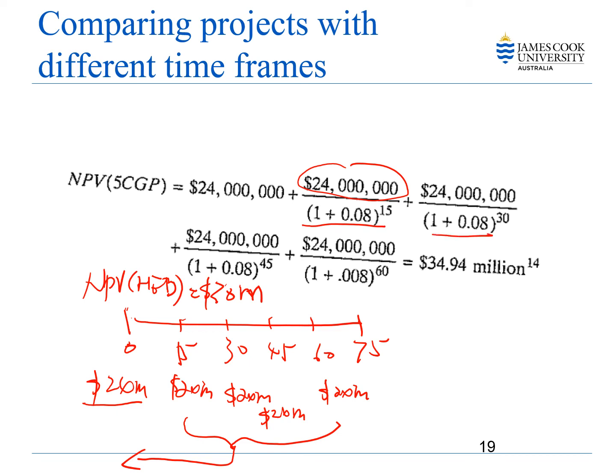For the second one, third one, fourth one, we get $34.94 million. Okay, so now we compare this $34.94 million with the $30 million NPV of the hydroelectric dam project. And here we're going to say that the cogeneration project is actually better than the hydroelectric dam project because it has a higher NPV. Right, that's the first method.